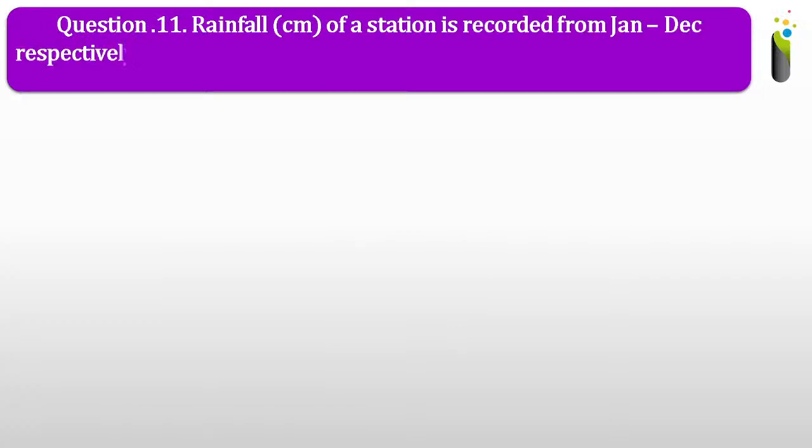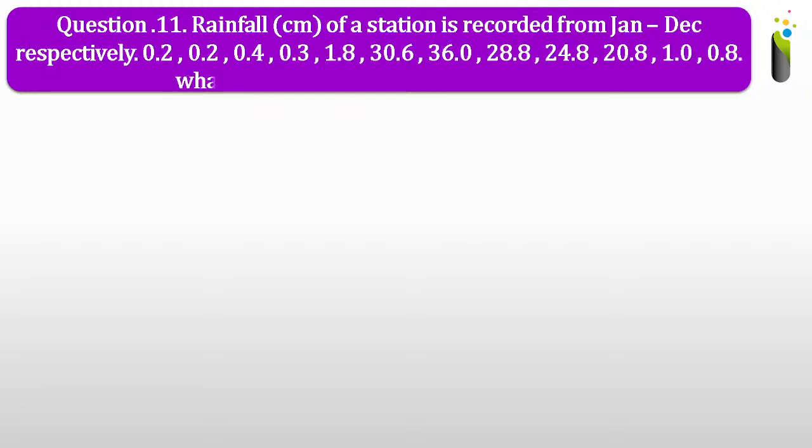Rainfall in centimeter of a station is recorded from January to December respectively. That is 0.2, 0.2, 0.4, 0.3, 1.8, 30.6, 36.0, 28.8, 24.8, 20.8, 1.0 and 0.8. What is the annual rainfall in the station?